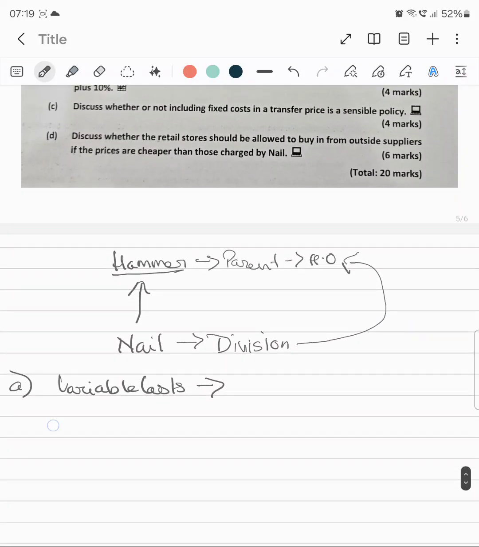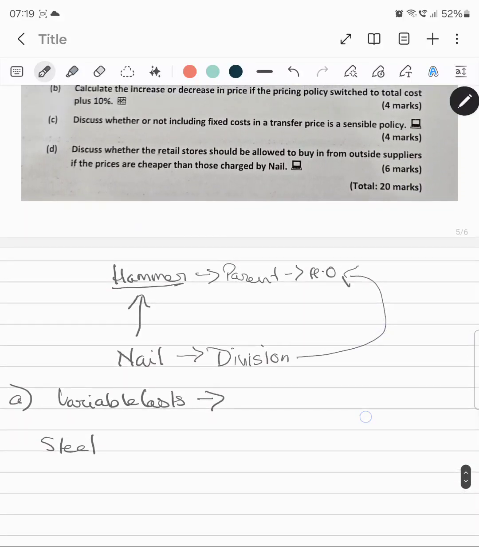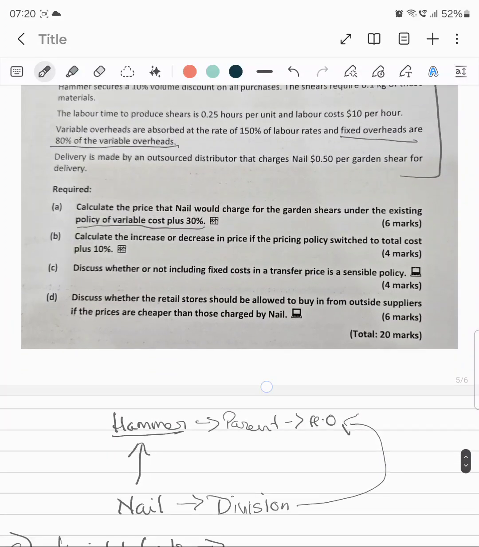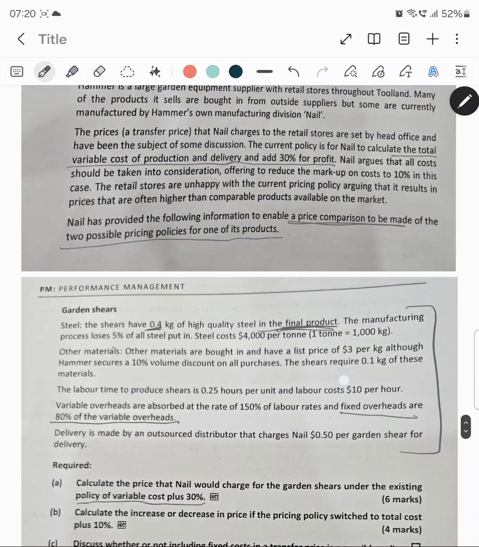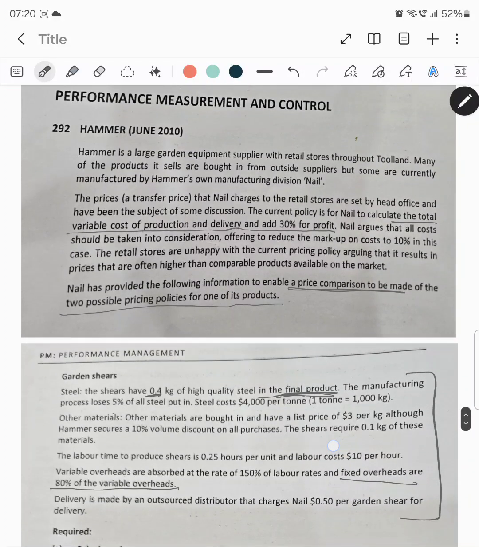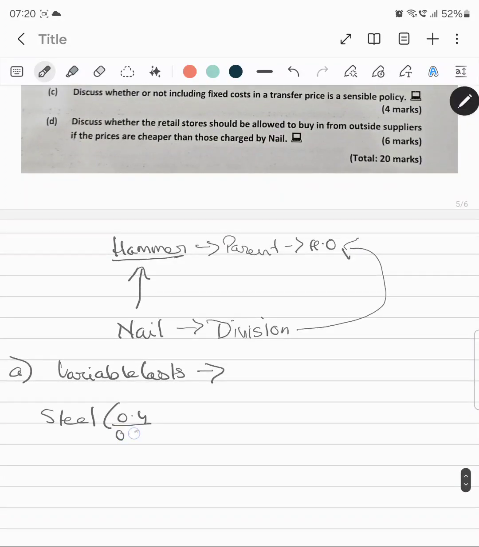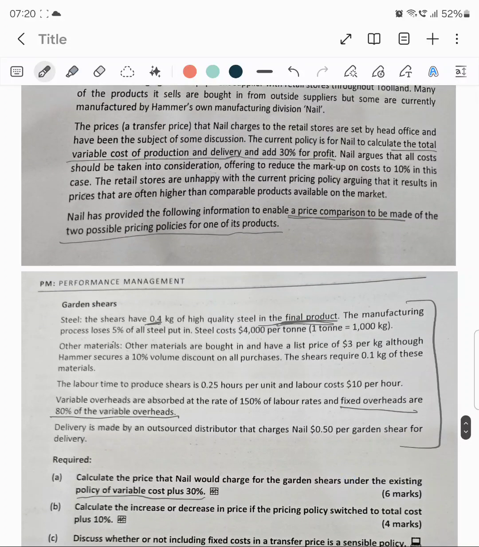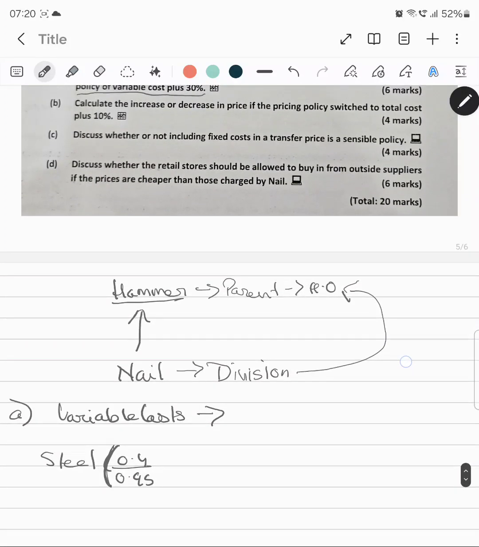Steel. So if I talk about steel, the material which is used, I told you that 0.4 kg is after the normal loss, so it's 0.4, and I'll convert it. Okay, so steel is 0.4 kg, and I would have to convert it into 100%. So for converting into 100%, I will divide it by 95, that is 100 minus 5%, and I will multiply by what? By 4000, because that is the price per ton. So this is the price per ton.